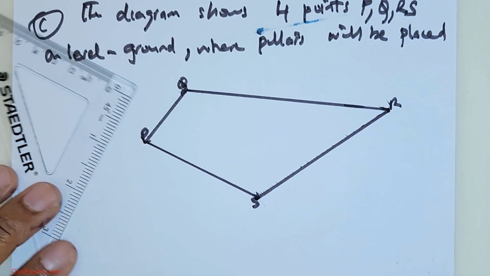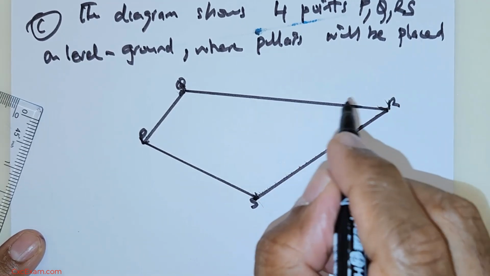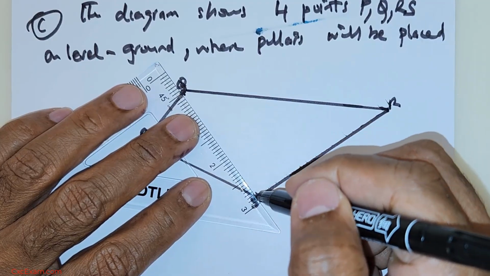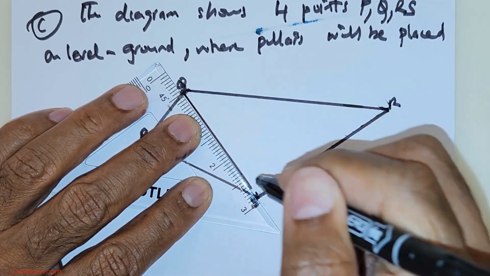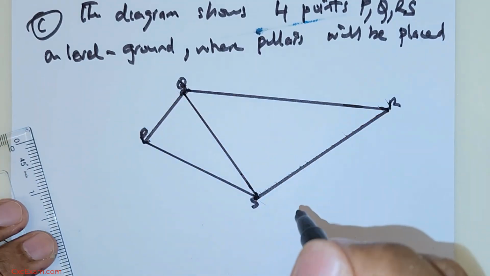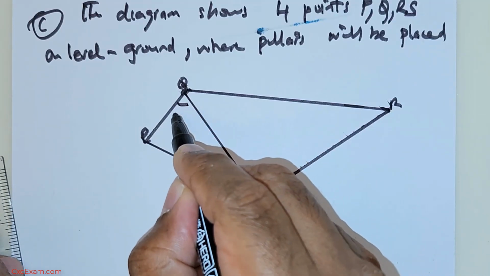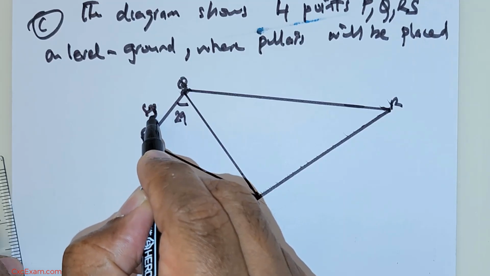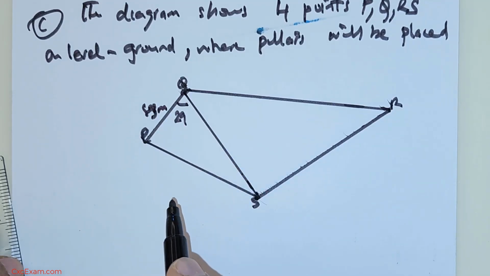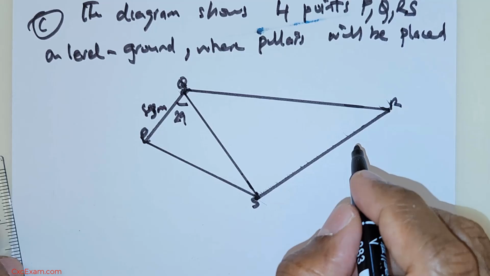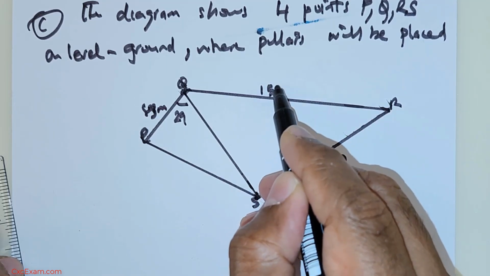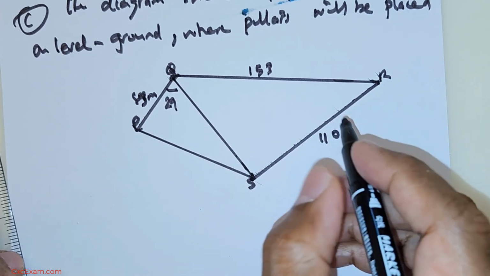Okay, fine. So we also have a connection there. This is given as 29 degrees. This is 83 meters, right? And this is 110. This is 153, all in meters.